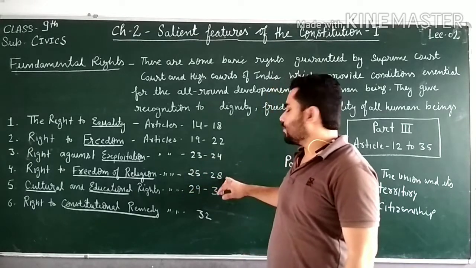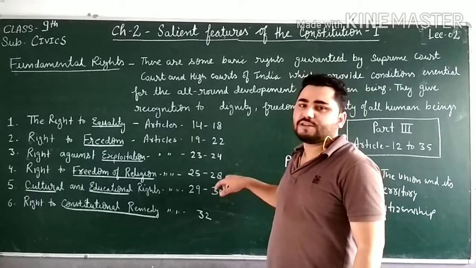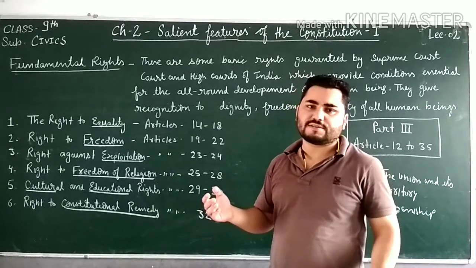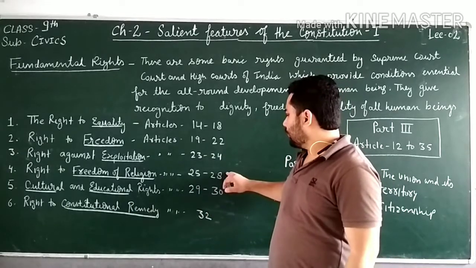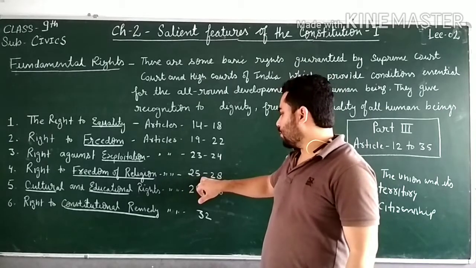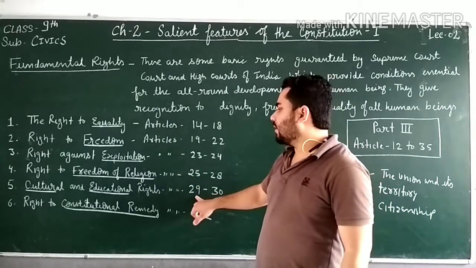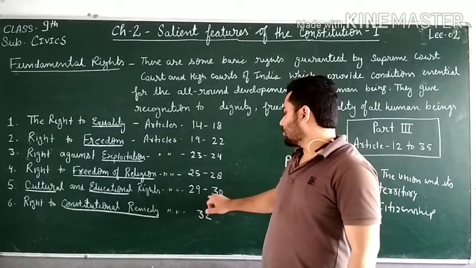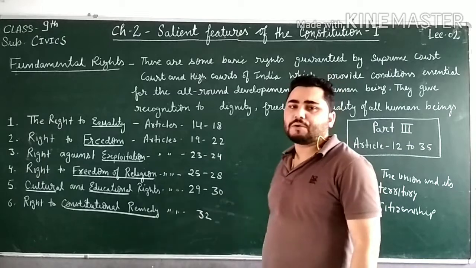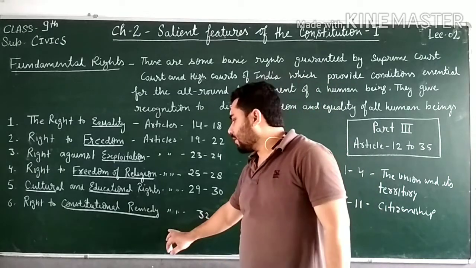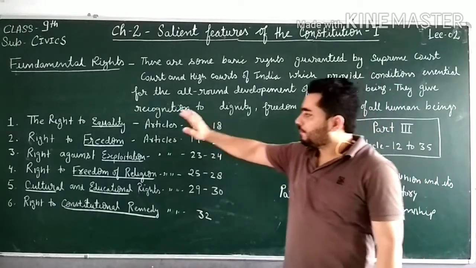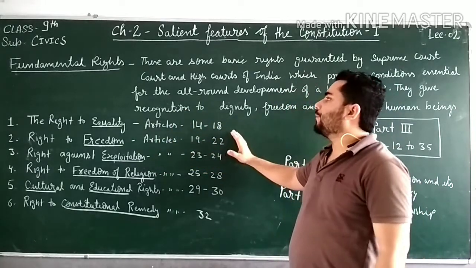Then the right to freedom of religion, because India is a religion-oriented country. Religion always plays a very dominant role, and Indians are religion-centric, so they would like to have freedom of religion. This is Articles 25, 26, 27 and 28. Cultural and educational rights are also there, Articles 29 to 30, in which the rights of minorities are covered. And the right to constitutional remedies, Article 32. So these many rights are there. You need to memorize and remember this.